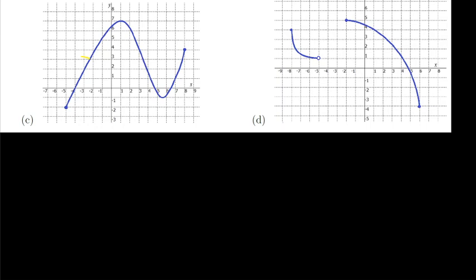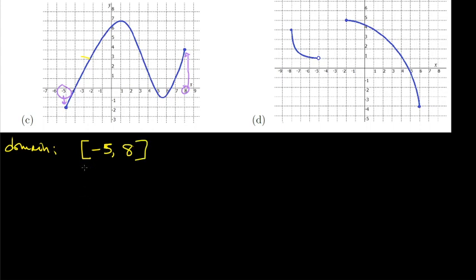So for the domain, I'll do it this way. We're going to use interval notation. Where are the x's? The x's go all the way from, looks like negative 5, and it stops right around 8. So from negative 5 to 8. So that's it for the domain.